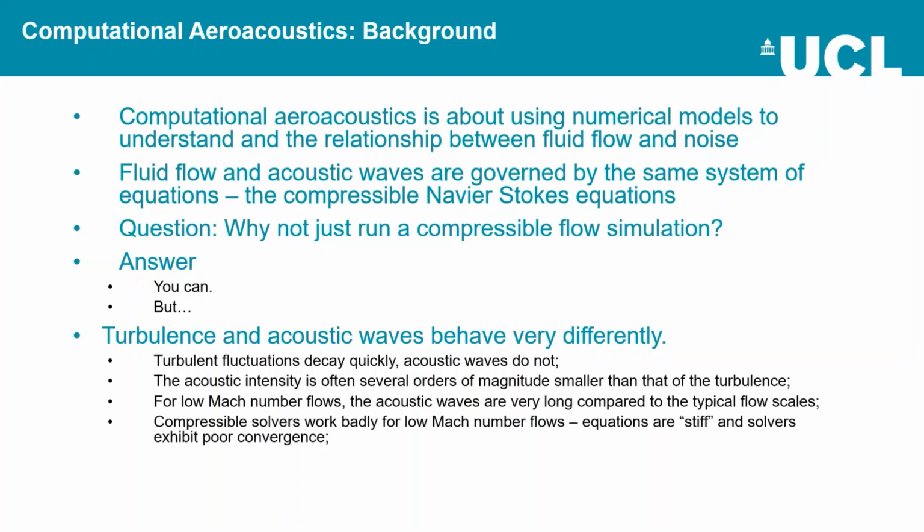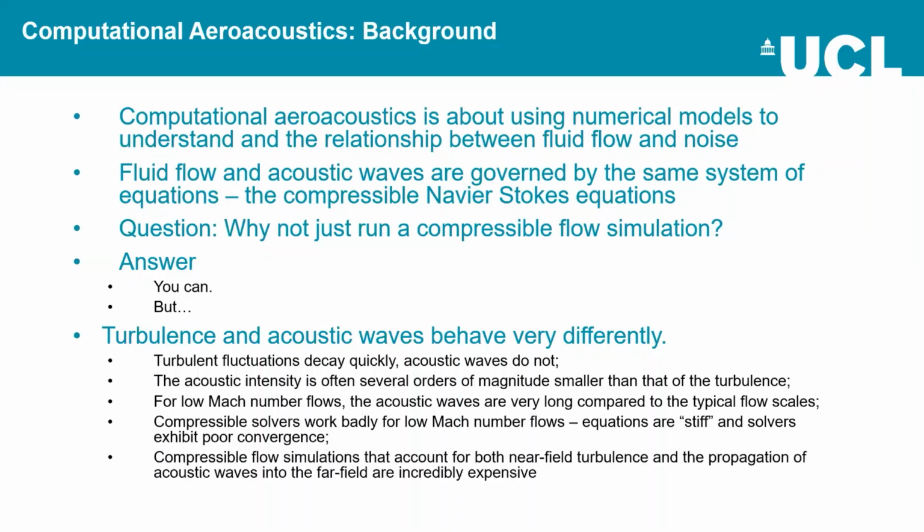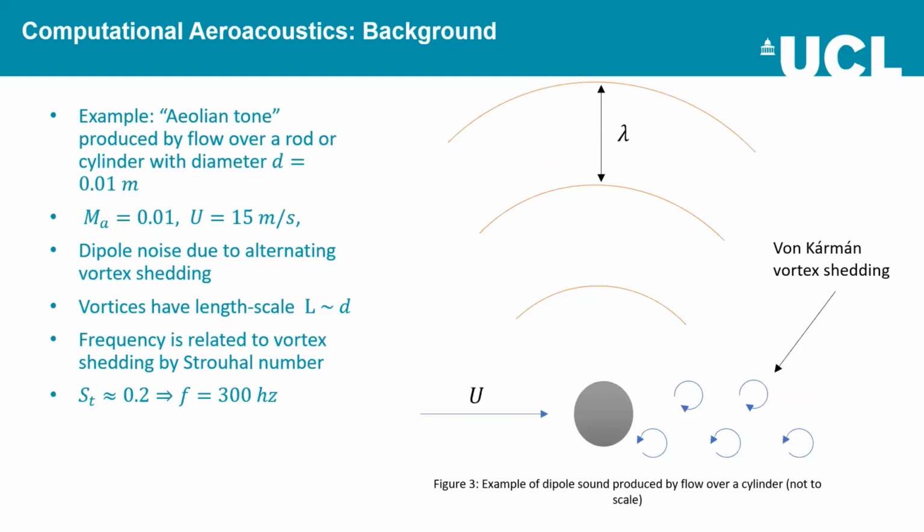On a numerical point, compressible solvers tend to work quite badly for low Mach number flows. The equations fundamentally are quite stiff and the solvers exhibit very poor convergence. And finally, in order to get around all of the above problems, the compressible flow simulations that do account for both phenomena in one tend to be extremely expensive. And I've got an example of how this comes about here.